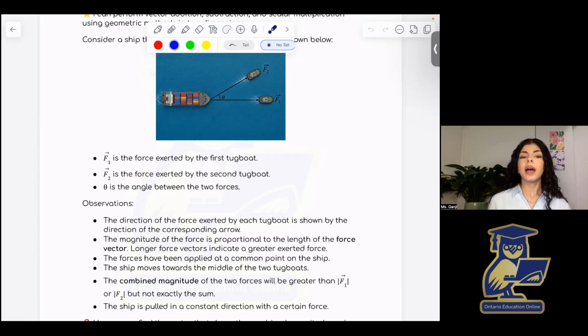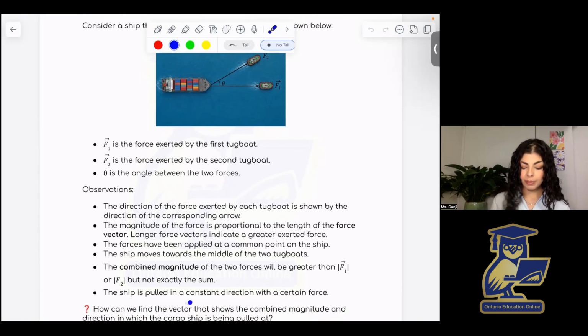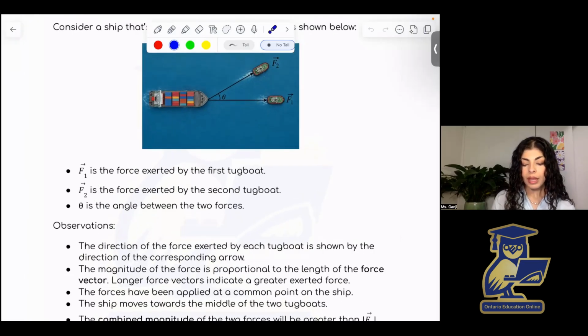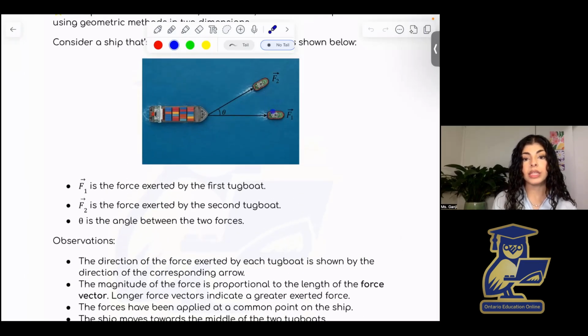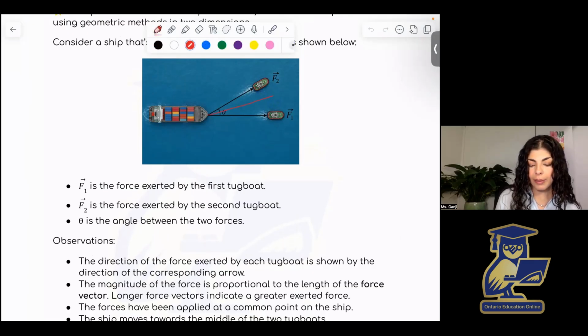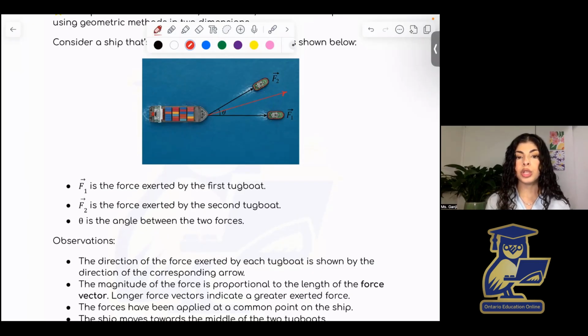We also can conclude that the ship is pulled in a constant direction with a certain force. So these two force vectors together will ultimately end up, for example, as one vector going perhaps in this direction with a specific magnitude. So we can make a conclusion about the resulting force from both of these tugboats.